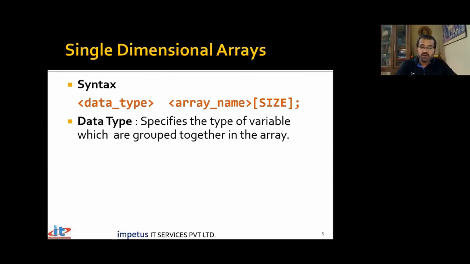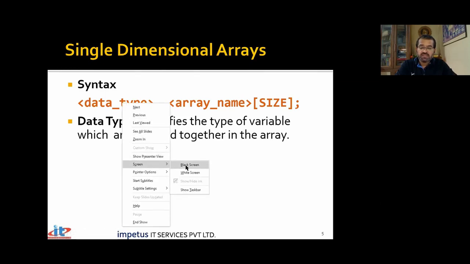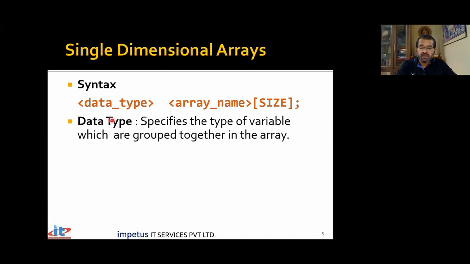Arrays are collections of elements. All elements are of the same type. So this data type specifies what is the type of elements that will be clubbed together inside that particular array. So data type tells us what is the type of data that will be grouped together inside that array.